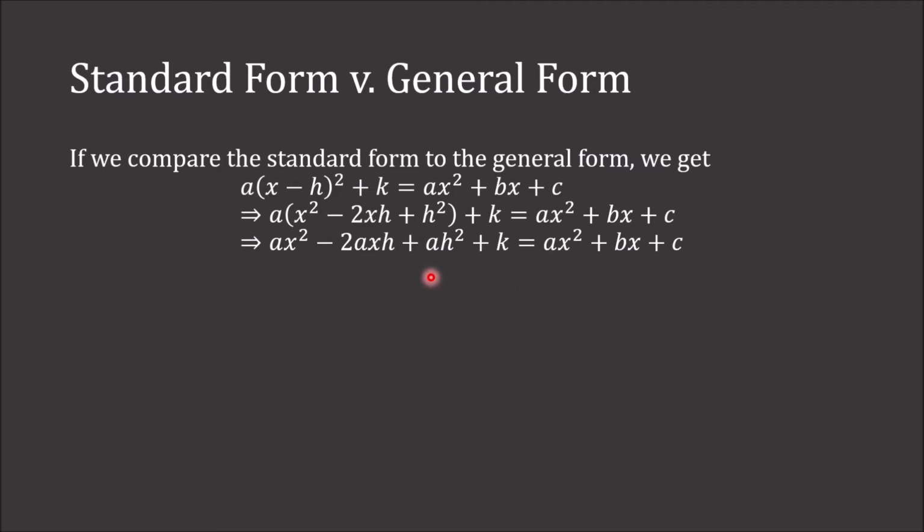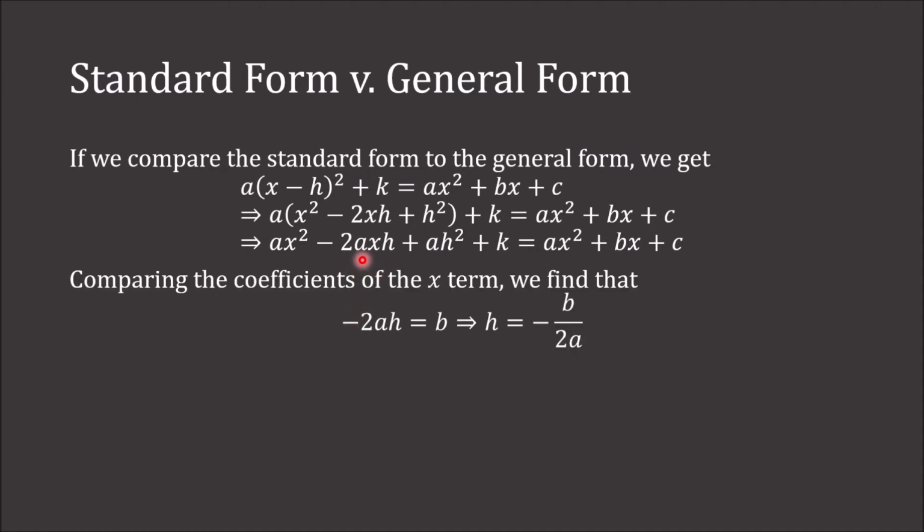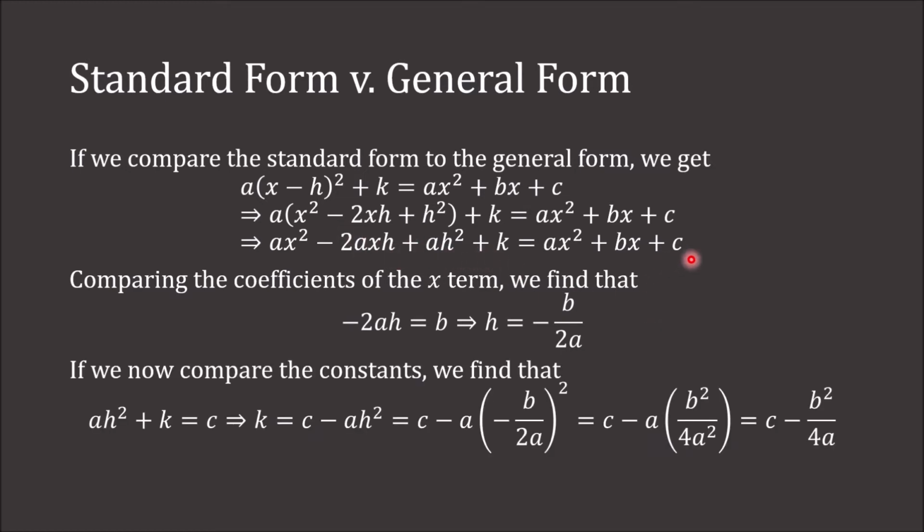So let's compare the coefficients of the x terms. So that means that negative 2ah is equal to b. And so h would have to equal negative b over 2a. Now this makes sense because the axis of symmetry passes through the vertex, and it said that x was equal to negative b over 2a. So since h is the x coordinate of the vertex, it does make sense that it should be negative b over 2a. Now if we compare the constants, we'll have ah squared plus k is equal to c.